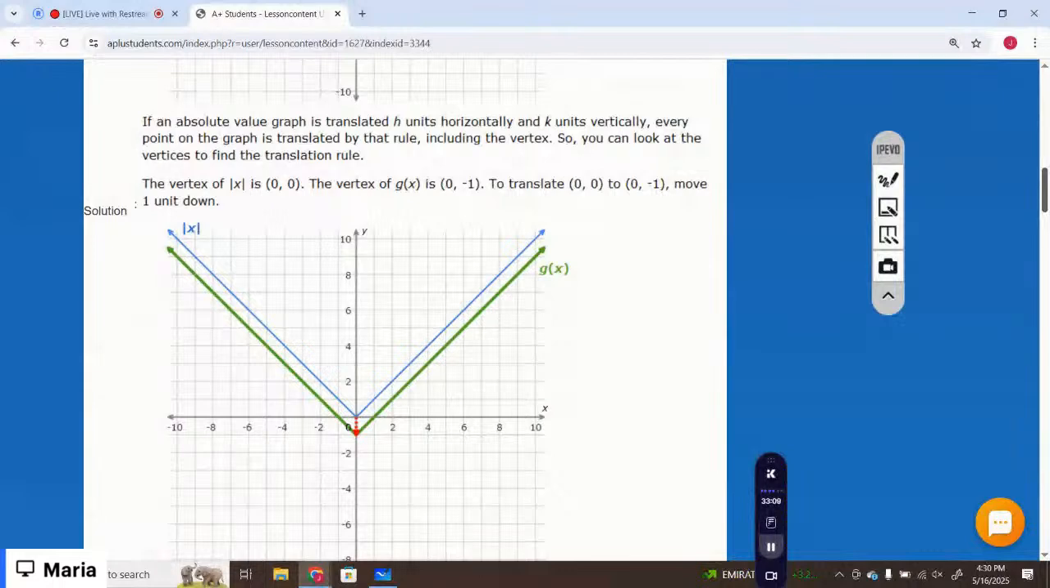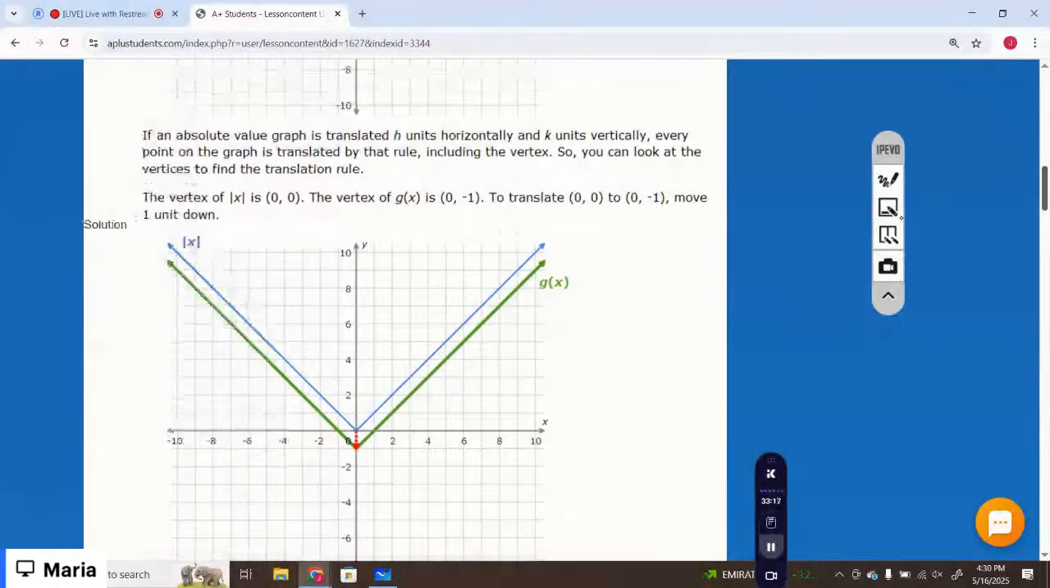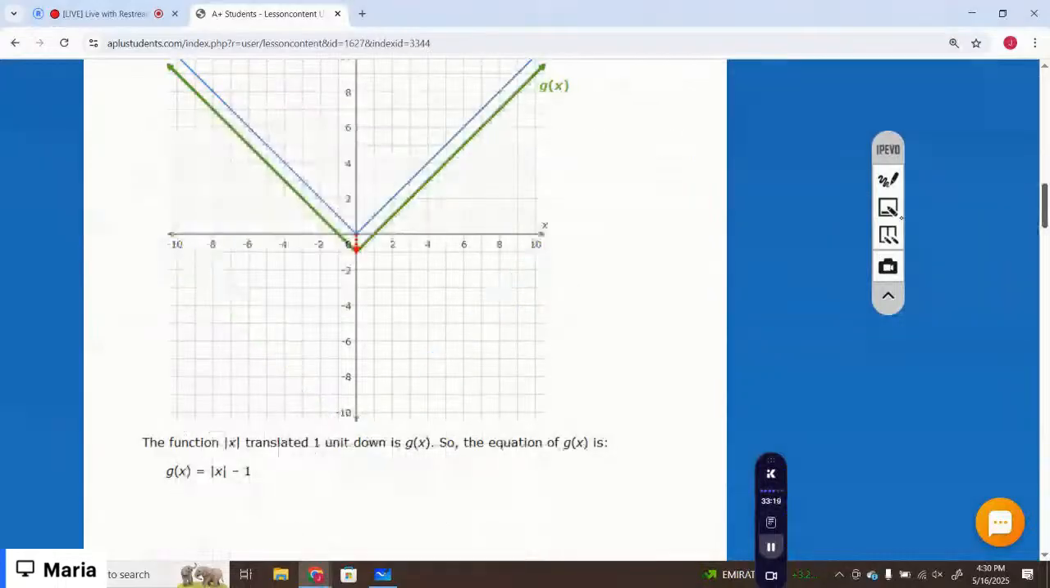The vertex of absolute value of x is 0, 0. The vertex of g of x is 0, negative 1. We translate 0, 0 to 0, negative 1. We need to move 1 unit down. So that function x translated 1 unit down is g of x. So the equation of g of x is g of x equals the absolute value of x minus 1.